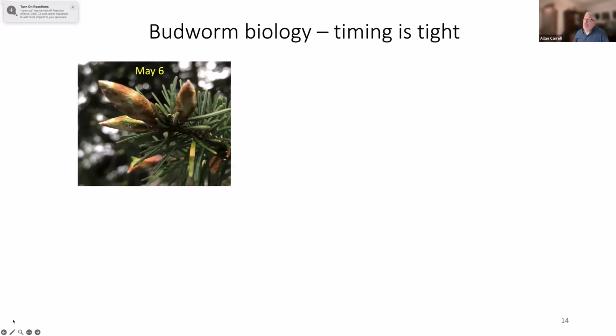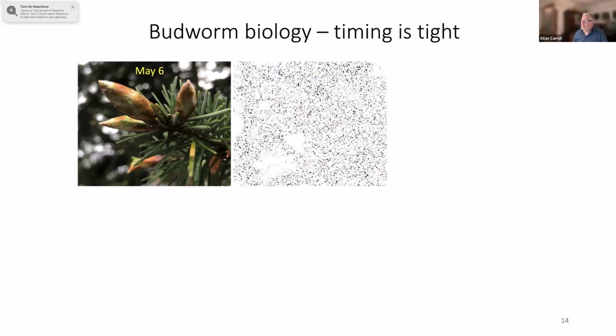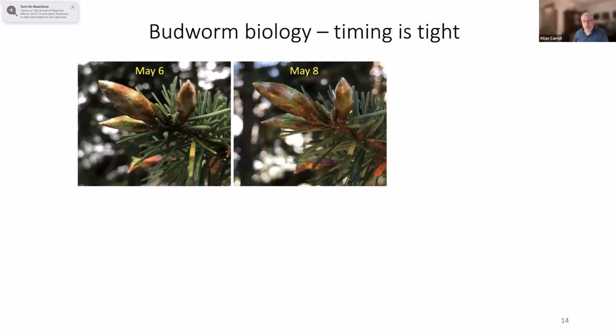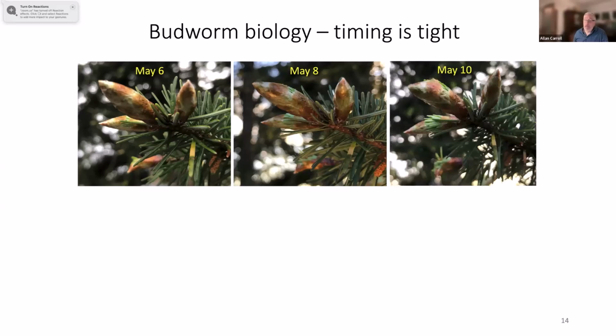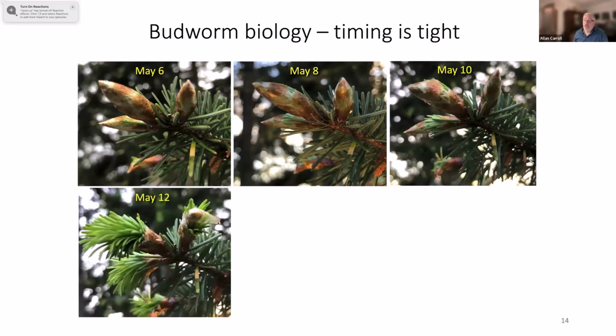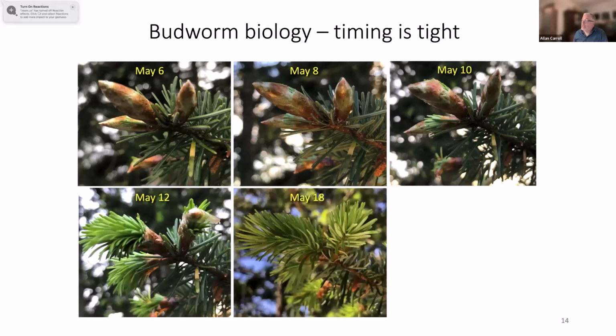This is ideal for a budworm to colonize because they're just opening up and the budworm is able to get in there and get established and actually begin to feed. 2 days later, things have begun to change. There's been a greater degree of expansion. Even further by May the 10th, so we're only 4 days in and already the needles have begun to flare out. By May the 12th, the shoots have been ripping right along, so we're only 6 days in and already we've got a dramatic change.